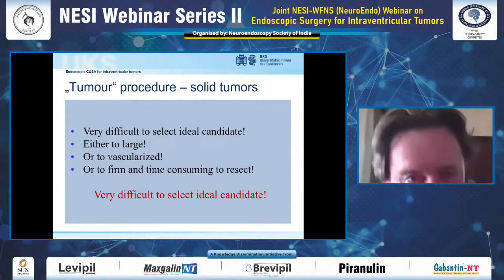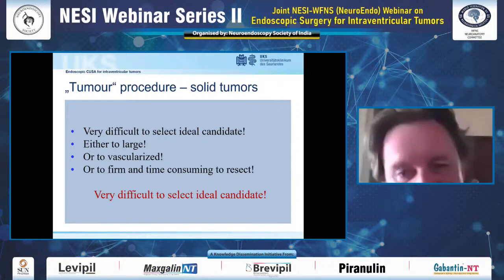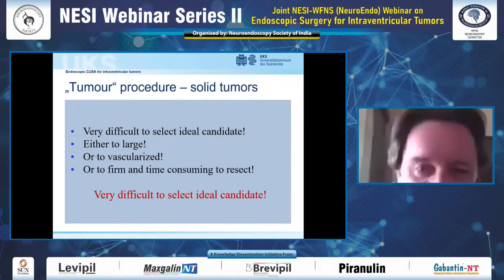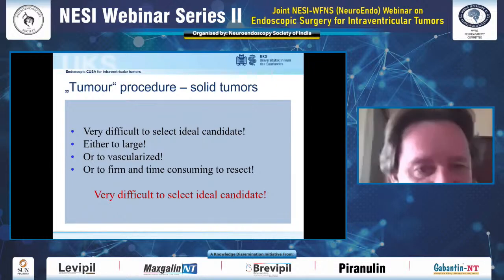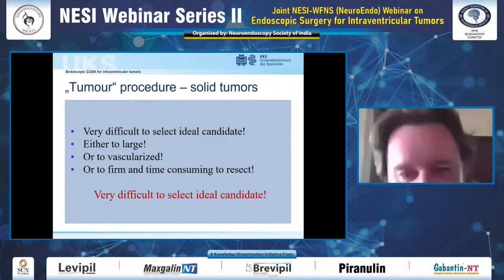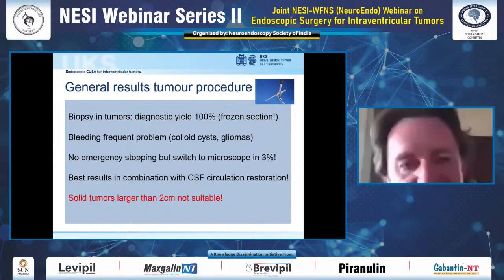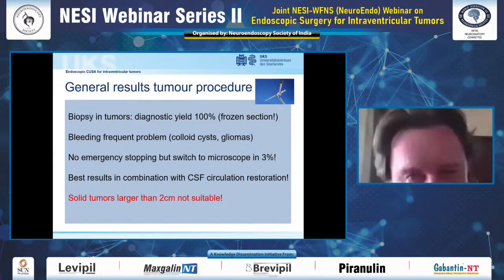Actually, it's very difficult to select the ideal candidate. Sometimes you switch from a sheer endoscopic technique to a microsurgical procedure with an endoscopic assistant. And sometimes you approach a lesion microsurgically, and then you think, I could have done this in a sheer endoscopic technique. They are either too large, too vascularized, too firm, or too time-consuming to resect. So there are no real criteria to select one candidate ideally for endoscopy or for microsurgery.